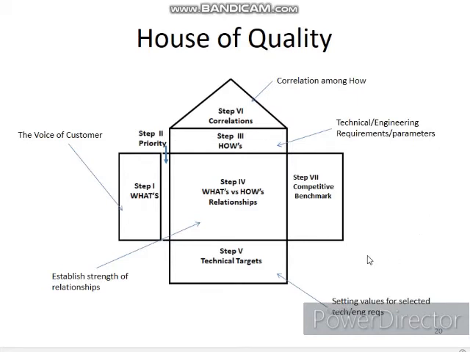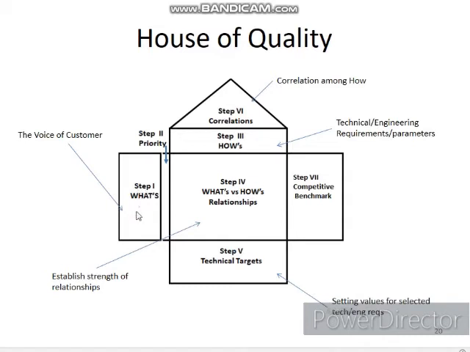So basically, there are many versions of the house of quality. If you look at different books and different references, they will show you a different house of quality diagram, but the differences are quite minor. Maybe the locations of some of the rooms are different, and maybe the steps are different. But overall, these are the house of quality in general.